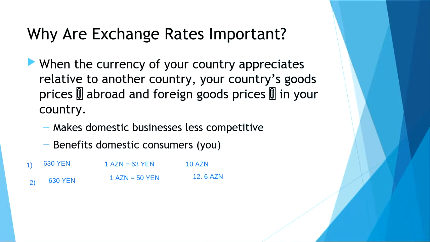As a conclusion, when a country's currency appreciates, the country's goods abroad become more expensive, and the foreign goods in that country become cheaper. Conversely, when a country's currency depreciates, like in our example, its goods abroad become cheaper, and the foreign goods in that country become more expensive, like our pen in Azerbaijan. Is it clear? Any question? Clear, good. Let's move on.